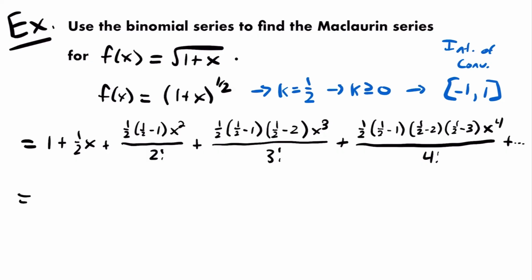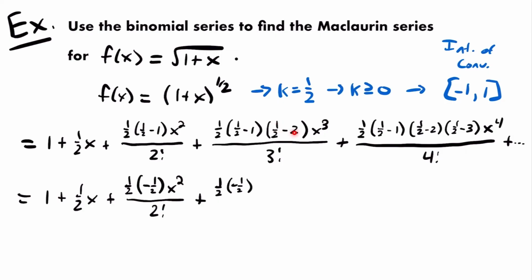Okay, so this will be equal to 1 plus 1/2 times x plus 1/2 times 1/2 minus 1. That will be negative 1/2 times x squared divided by 2 factorial. Then we're going to add that to 1/2 times negative 1/2. And then 1/2 minus 2 is negative 3/2, right? 2 would be equal to 4/2. So 1/2 minus 4/2 is negative 3/2. So we have negative 3/2. And then that's multiplied by x cubed divided by 3 factorial.